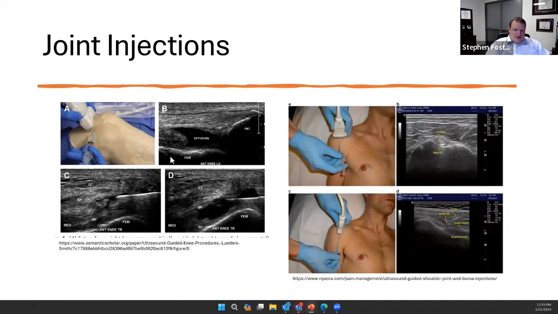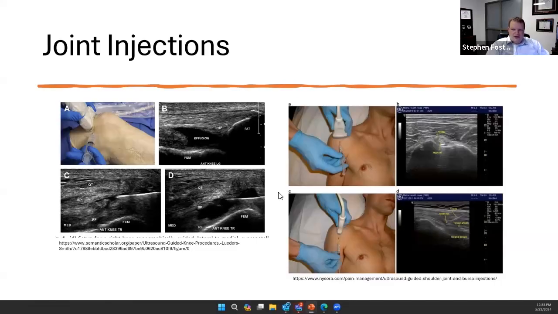You'll take the needle, run it through from the side, you'll hit the joint space, and then you can either aspirate fluid out or inject your corticosteroids in. And if you aspirate it out under ultrasound guidance, you'll actually see the fluid move in real time, and patients generally really appreciate that view because it lets them see what's happening.